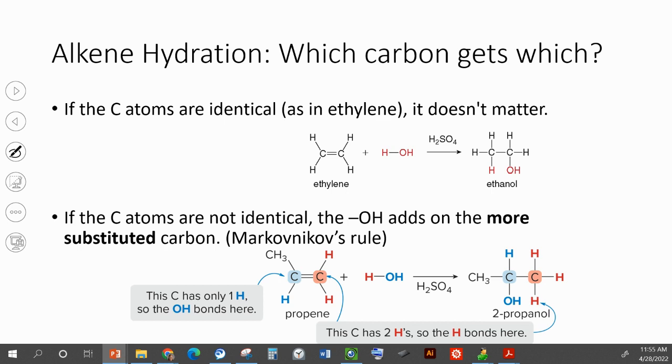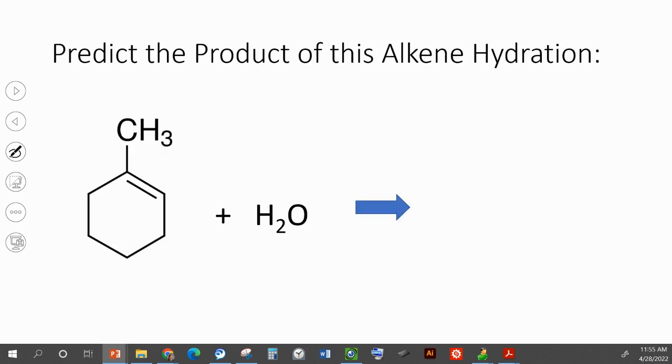Okay, questions on that? Okay, all right, let's look at an example. So what would our products be for this hydration reaction?